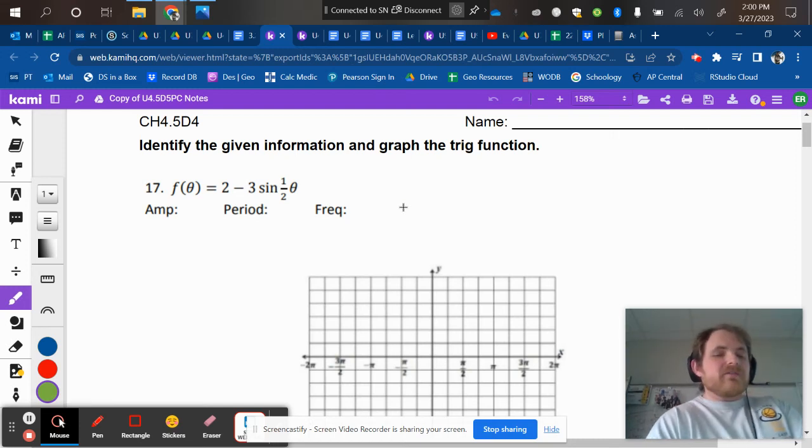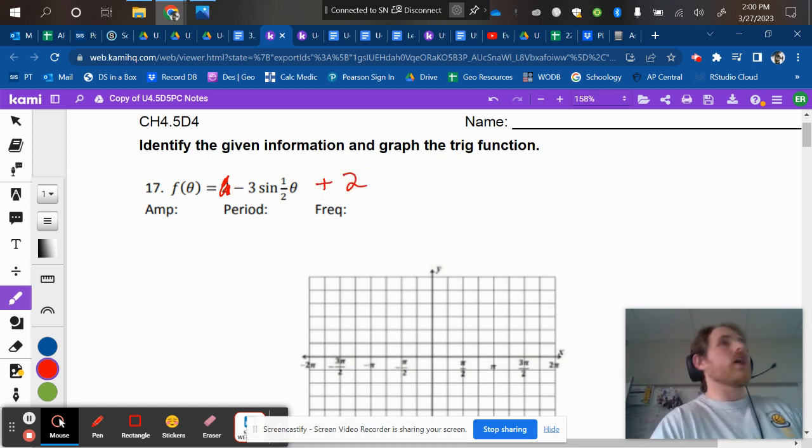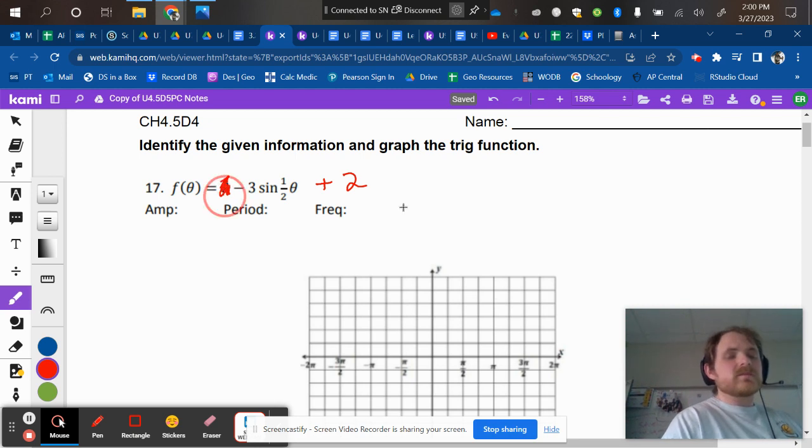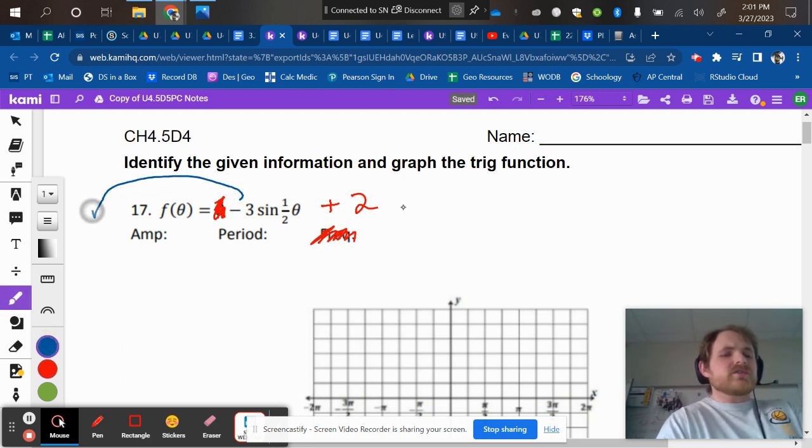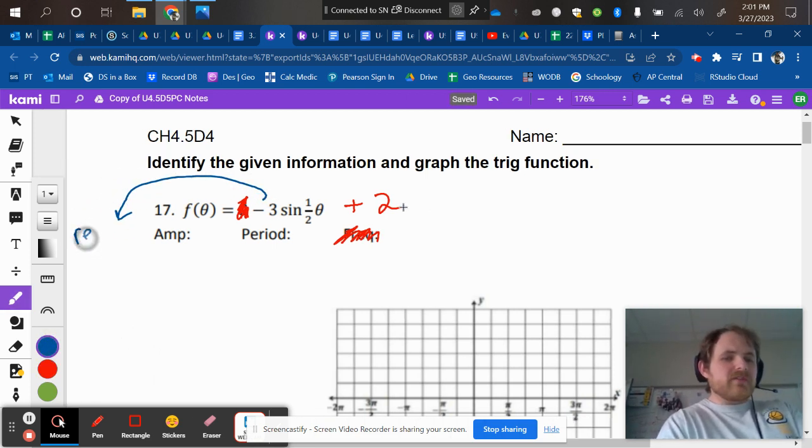So 2's out front. Is there any mathematical issue with me moving 2 to the back? No, there shouldn't be. I hate having 2 out front. Go ahead and put it in the back. Remember, we're not dealing with frequency right now. What does the negative out front of this function do? Great job. It reflects it over the x-axis.